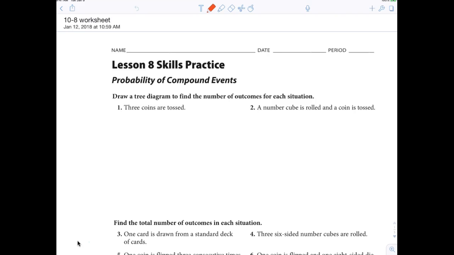These have to do with finding all the different possible outcomes. So up here, the first one, it says when you flip 3 coins. We want to draw a tree diagram, and then we want to find the total number of possible outcomes. Now, can anybody tell me from last year how many possible outcomes there are when you flip 3 coins? There are 3 outcomes. Anybody else?